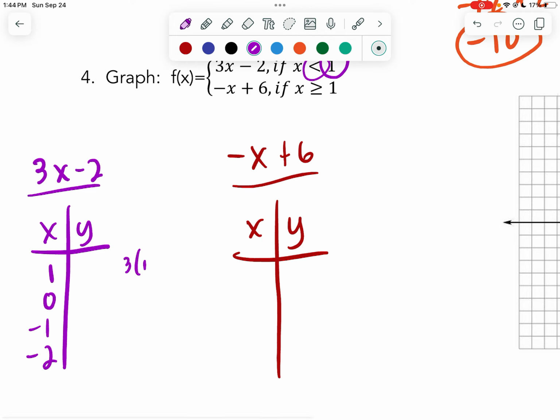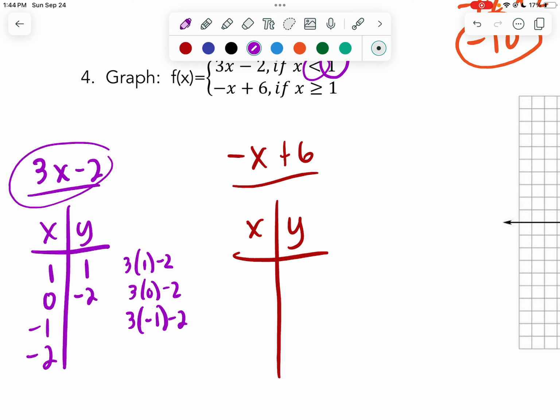So I'll do 3 times 1 minus 2. 3 times 1 is 3, minus 2, that's 1. Then I'll plug in 0. 0 minus 2, that's negative 2. Plug in negative 1, all for this equation. So it's negative 3 minus 2, that's negative 5. Plug in negative 2, that's negative 6 minus 2, that's negative 8.